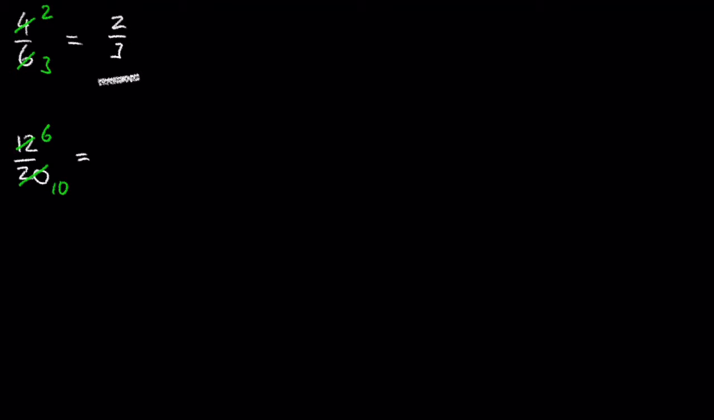Now we have an equivalent fraction, 6 over 10, and we can continue to reduce it by seeing if 2 is a divisor of 6 and 10. Yes, 2 is a divisor of 6 and 10. 6 divided by 2 is 3, and 10 divided by 2 is 5. There is no more number which divides 3 and 5, except the number 1, so we are done.